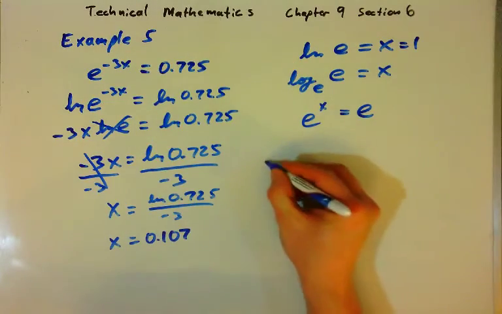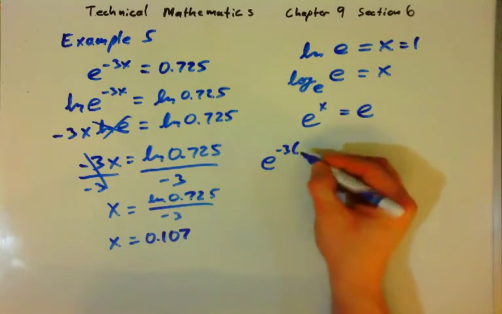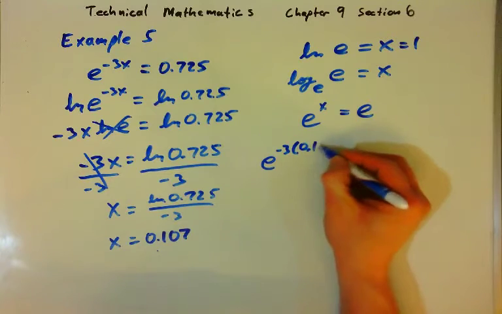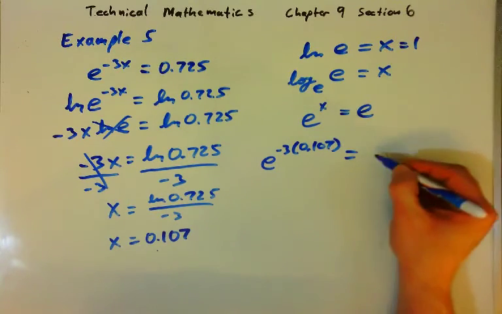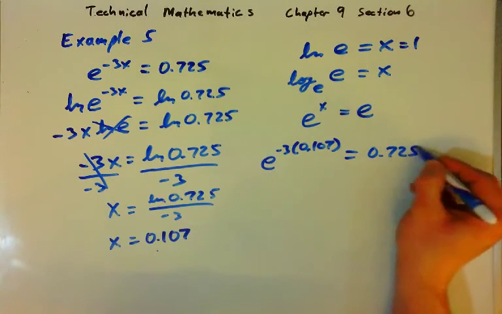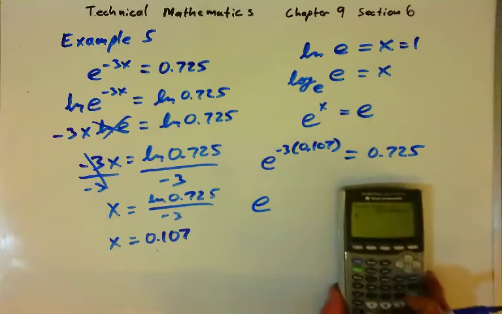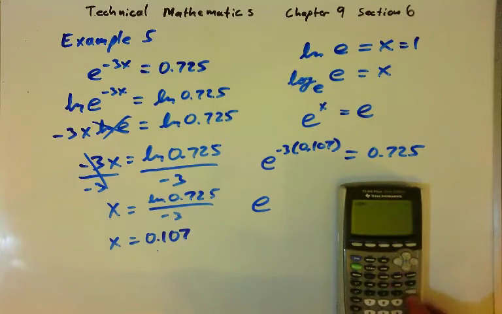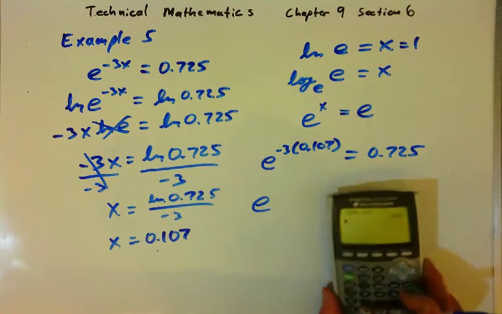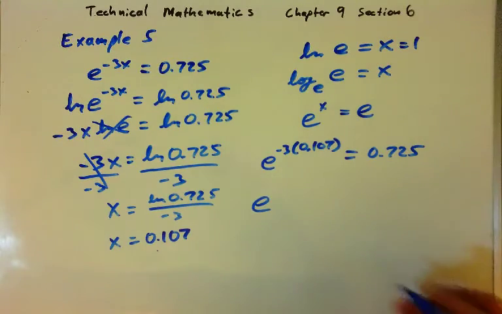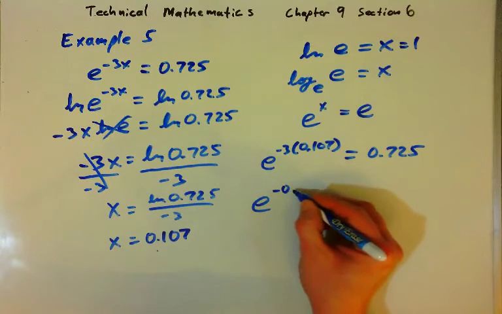Let's plug this back in for x. e to the negative 3 times 0.107 should be equal to 0.725. And so we'll multiply out the exponent first. We'll take negative 3 times 0.107, which is negative 0.321.